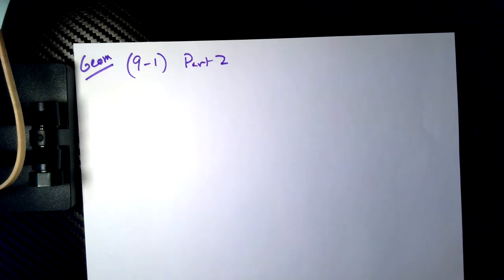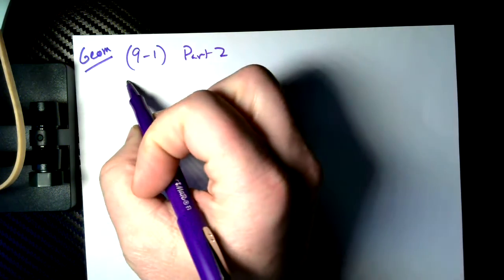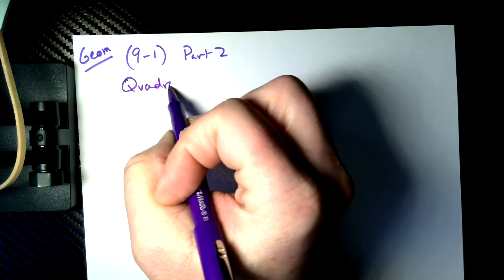Geometry class, here's part 2 of section 9-1 notes. A lot of simplifying radicals type thing. Let's move into part 2. Let's talk about the quadratics.